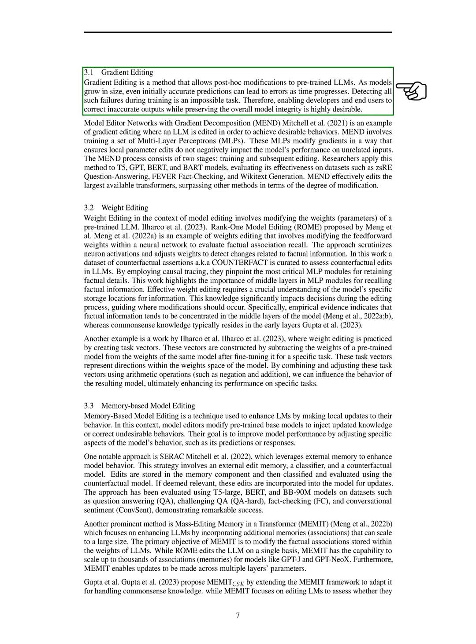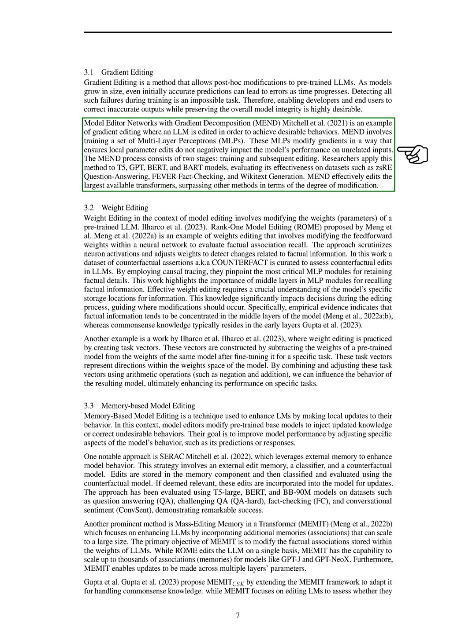We begin with gradient editing, a technique that allows us to make adjustments to pre-trained LLMs after their initial training. As models increase in size, even initially accurate predictions can become erroneous over time, making it impossible to catch all mistakes during training. Therefore, it is beneficial to enable developers and users to correct these inaccuracies while maintaining the overall integrity of the model. An example of gradient editing is the model editor networks with gradient decomposition, or MEND. This method involves training a set of multi-layer perceptrons, MLPs, that adjust gradients to ensure that local changes do not adversely affect the model's performance on unrelated tasks.